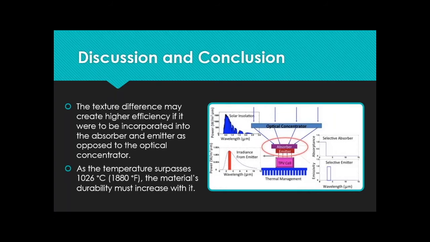This, of course, was an unfounded assumption, and it provoked even more questions, such as where do the most optical losses occur in the solar panel? Does this location differ between PV and TPV cells? And because the absorber and emitter must withstand temperatures of 1026 degrees Celsius, would the increased heat due to the texture be too much for the cells to handle?